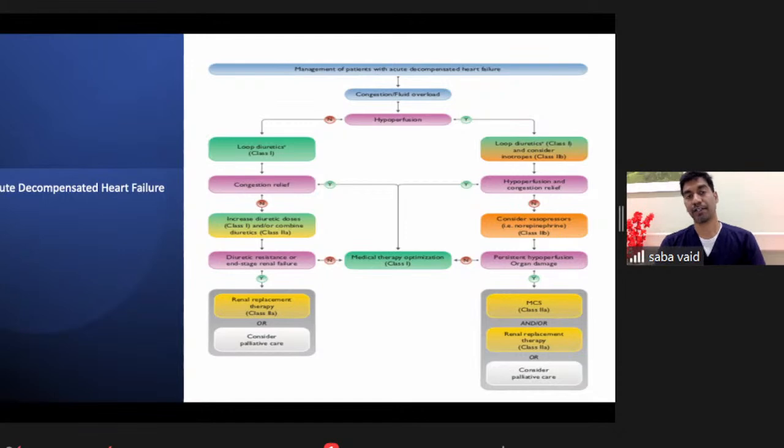Now, this is the recommendation from the European Society of Cardiology. If this patient has a diuretic resistance, or the patient is an end-stage renal failure patient, who anyway does not make much urine, then you will have to think about renal replacement therapy or dialysis to get the fluid out. Now, this is the algorithm for an acute decompensated heart failure.